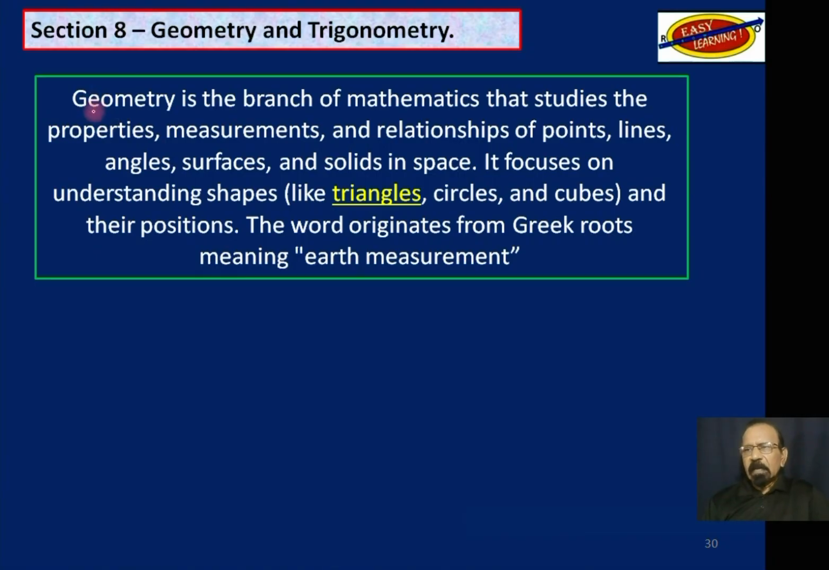First of all, what is geometry? It is that branch of mathematics that studies the properties, measurements, and relationships of points, lines, angles, surfaces, and solids in space. It focuses on understanding shapes like triangles, circles, and cubes, and their positions. This word, geometry, originates from the Greek root meaning earth measurement. And we are told that geometry began in ancient Egypt.